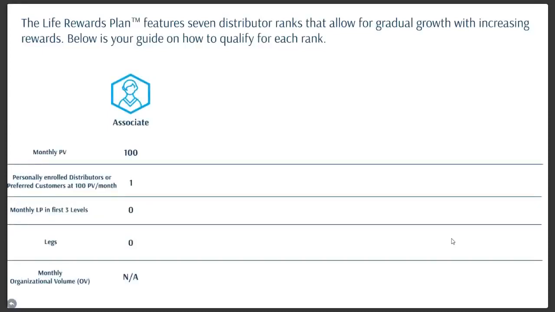The very first rank is associate. And the way to qualify for the associate rank is to make sure that you have at least 100 PV and that you at least personally enroll one distributor or preferred customer that also has 100 PV. So every single month that you do this, you'll qualify at the associate rank.